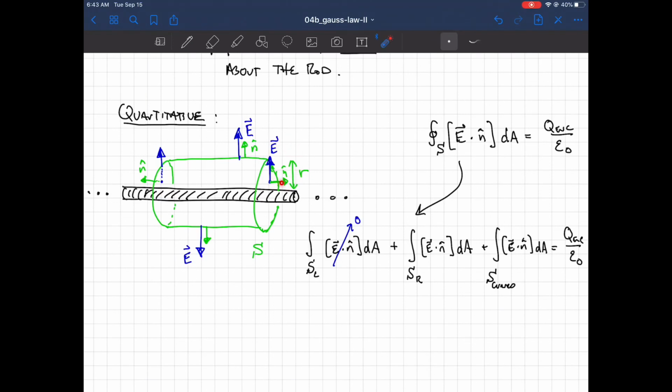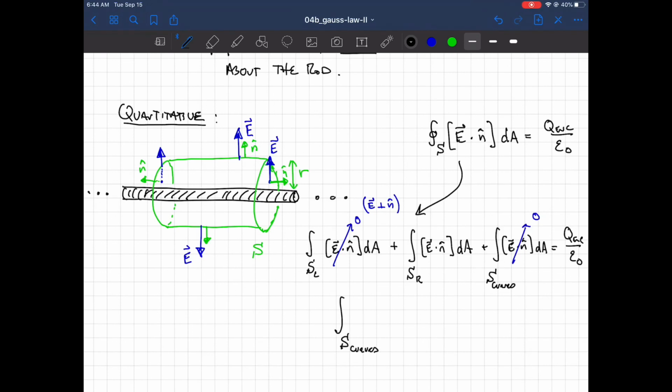The same can be said about the right-hand side. These things have a dot product of 0, so we say E dot n there is equal to 0. We might give ourselves a little note, E perpendicular to n at those points. And we're left with just the curved surface here. And you can see that the one that I drew here and the one that I drew here are basically identical. E dot n is just the magnitude of E.